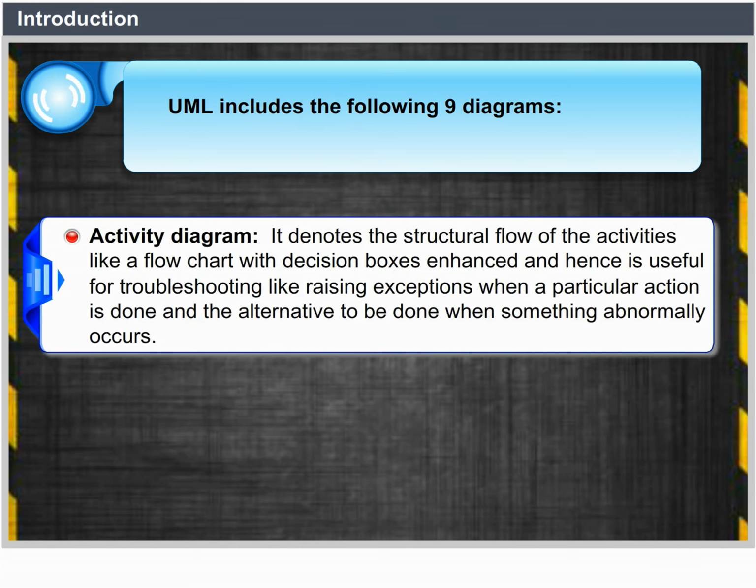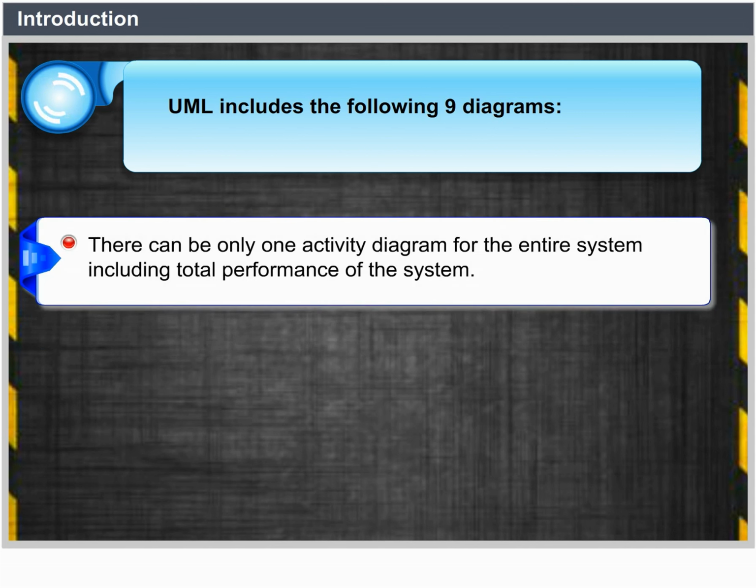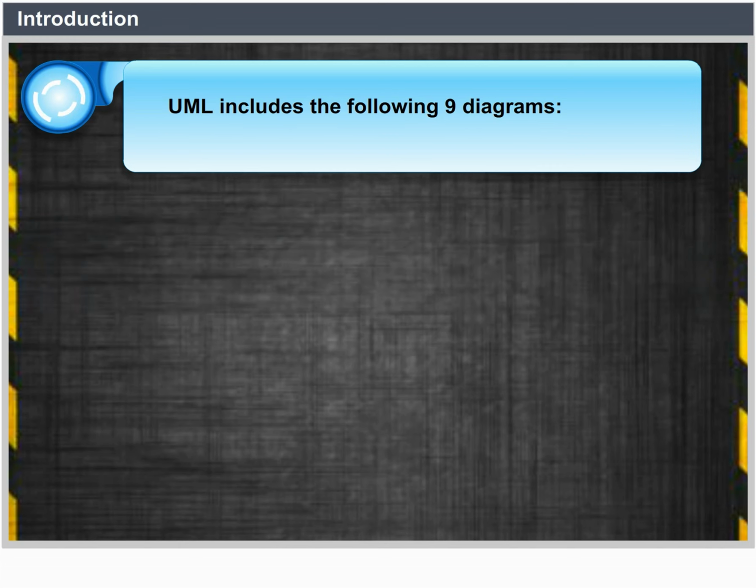Activity diagram. It denotes the structural flow of the activities like a flowchart with the decision box enhanced, and hence it is useful for troubleshooting like raising exceptions when a particular action is done and the alternative to be done when something abnormally occurs. There can be only one activity diagram for the entire system, including total performance of the system.